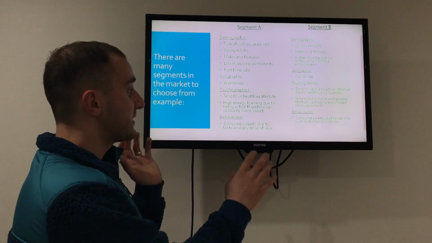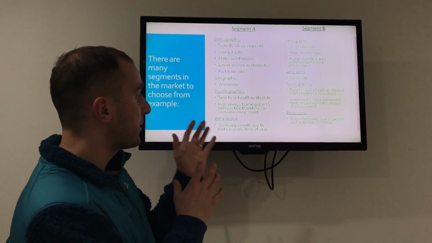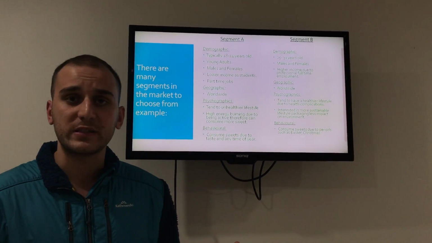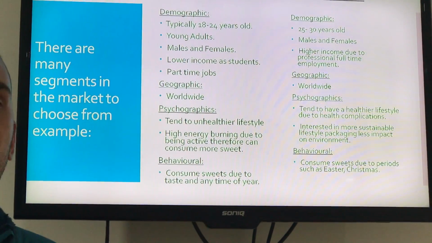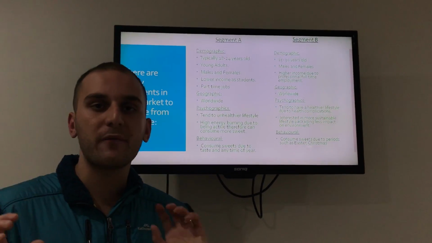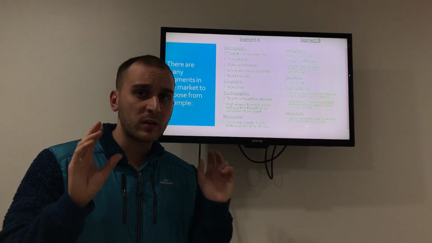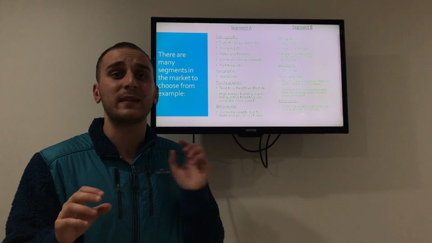So each segment has its own needs. Like segment A's behavioral needs, they consume sweets anytime. Segment B, during periods such as Easter and Christmas. So they each have their needs, but the confectionery industry needs to look at one and target one.